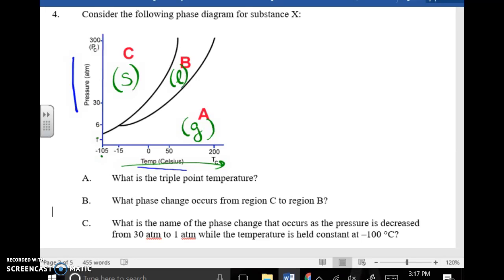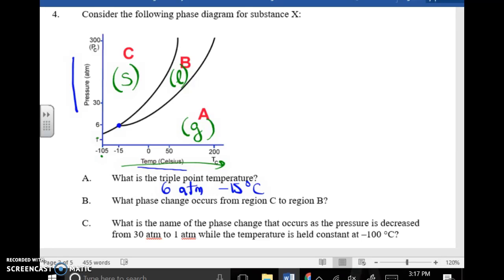What is the triple point temperature? Well, the triple point is that point which touches all 3 phases. It's right there. It has to be a pressure of 6 atmospheres at a temperature roughly of negative 15 degrees Celsius. Please don't leave out the negative. We can't give you credit for that.